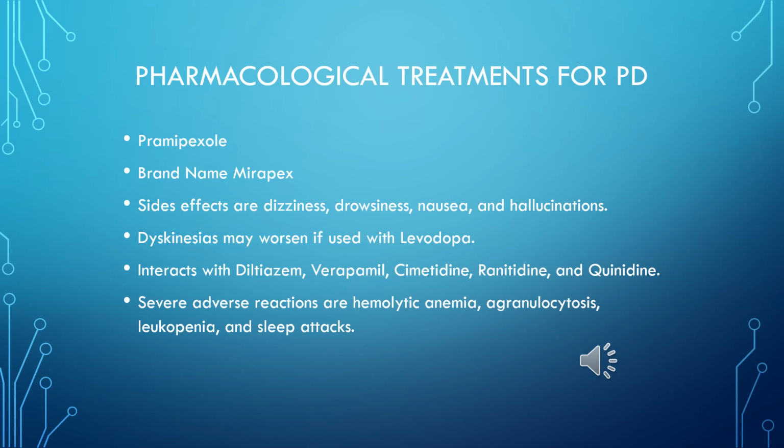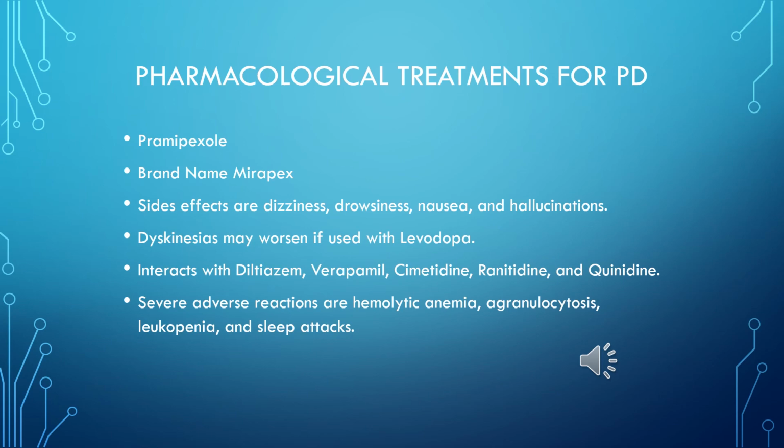They can have severe reactions such as hemolytic anemia, agranulocytosis, leukopenia, and sleep attacks. So you see those anemia, agranulocytosis, and leukopenia, so you know immediately that periodically you're going to have to be checking lab work on this patient, do a CBC with differential to find out if there's any of this going on. And as far as sleep attacks, these people can go to sleep without warning.